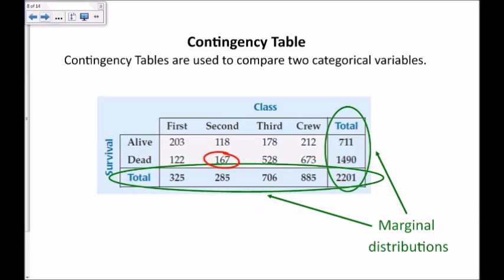Now, on the ends, we have what's called the marginal distribution. It's on the margins, like the margins of a paper. They're on the ends. Right here you can see the distribution of those who lived and died out of the total, and the bottom marginal distribution compares the class, first class, second class, third class, and crew out of the total. So you can still see those variables alone or compared in the middle of the contingency table.